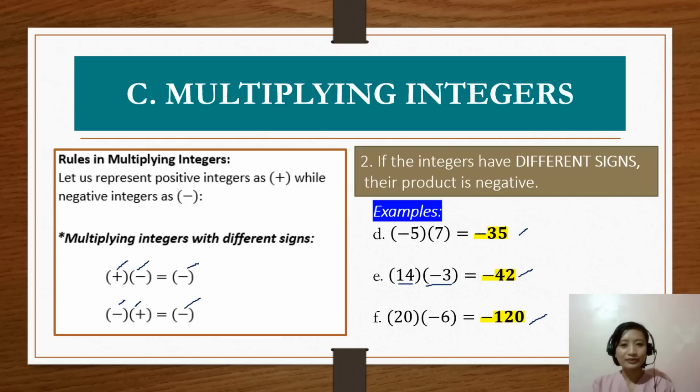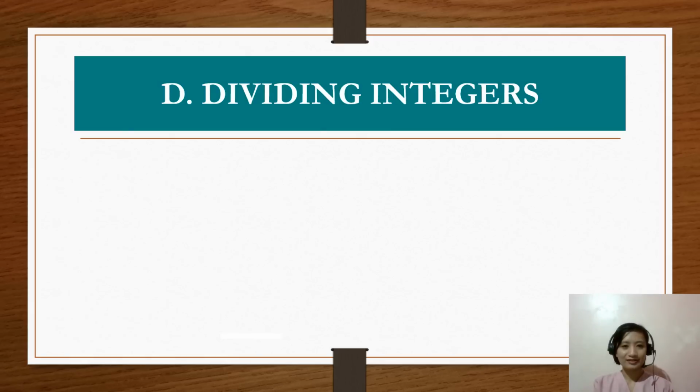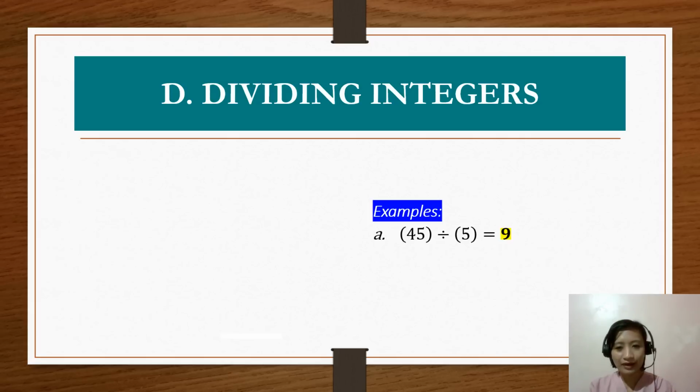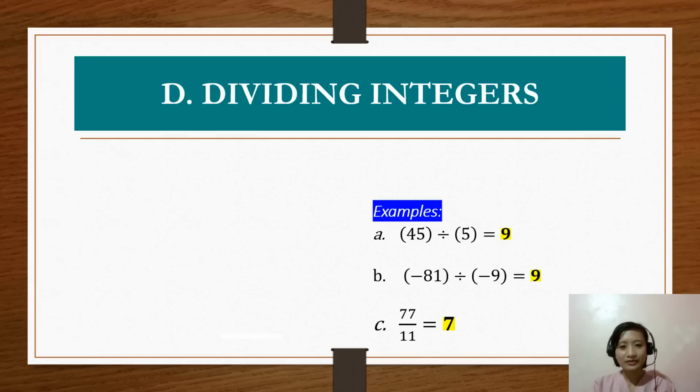We move on to dividing integers. Again, I want you to observe the following examples and come up with rules that we can follow. For example A, when we divide positive 45 by positive 5, the result is positive 9. When we divide negative 81 by negative 9, the result is positive 9. And for example C, when we divide positive 77 by 11, the result is positive 7.